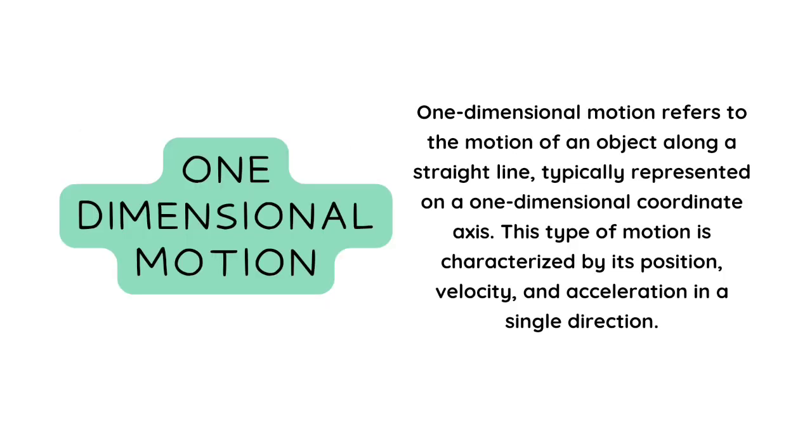So next topic is 1D motion. One-dimensional motion refers to the motion of an object along a straight line, typically represented on a one-dimensional coordinate axis. This type of motion is characterized by its position, velocity, and acceleration in a single direction.